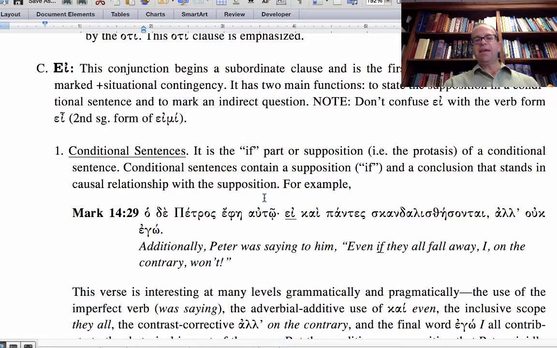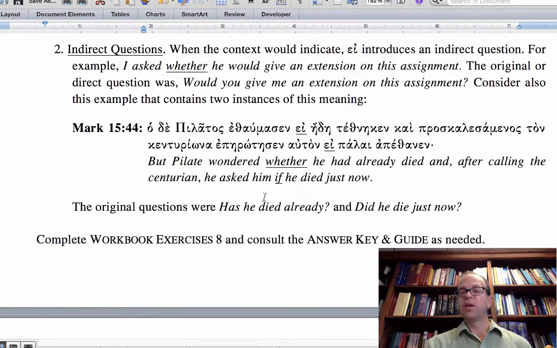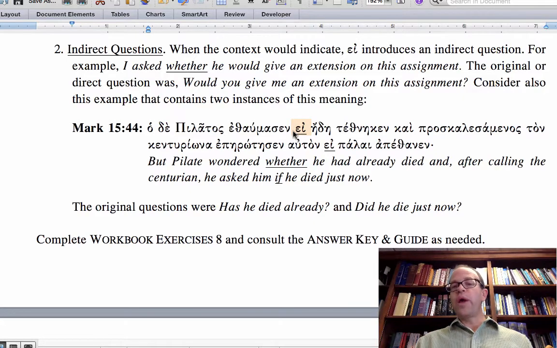Finally, ei. Ei is a conjunction that begins a subordinate clause. It's used in conditional sentences as the if part of that sentence. So when you see an ei, you can begin a subordinate clause. Now, sometimes it can also indicate an indirect question. It marks what had been asked originally. So in this example, Pilate wondered whether he had already died. So here, the ei functions to mark an indirect question. We translate that in English with the word whether.